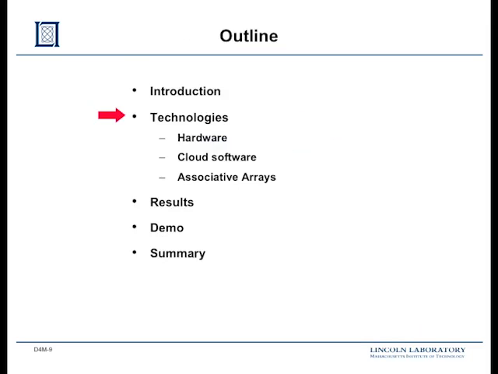Another way to look at it is that I'm going to talk a little bit about how the technologies have been brought to you. I'm going to tell you a little bit about LLGrid and what we do there, because you're going to be using your LLGrid accounts for this, and so I want to tell you a little bit about that.